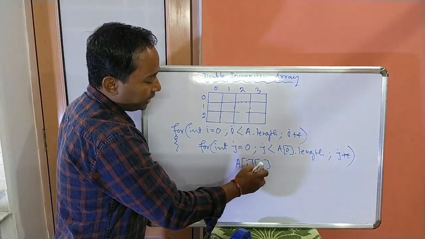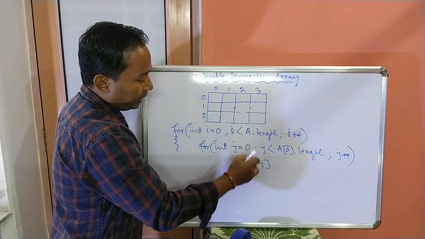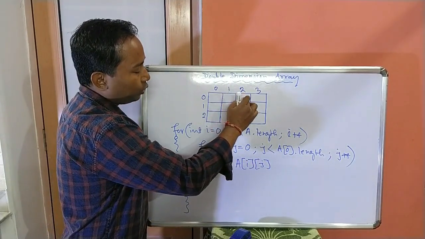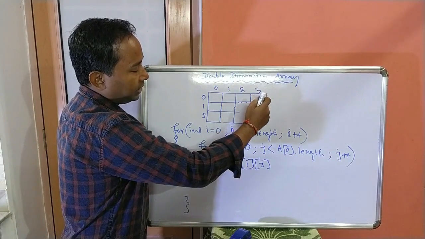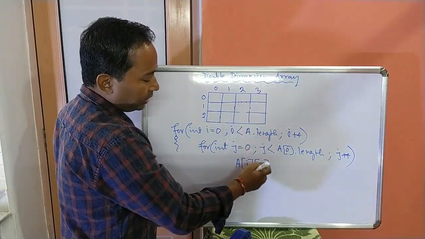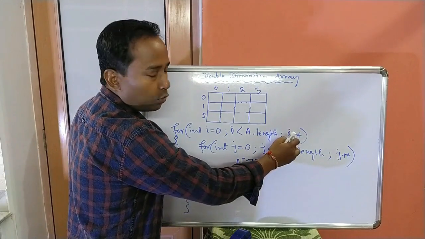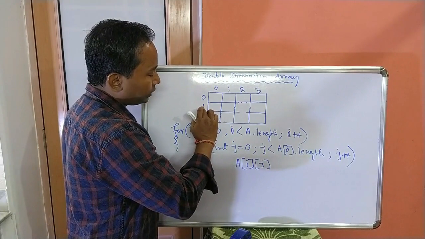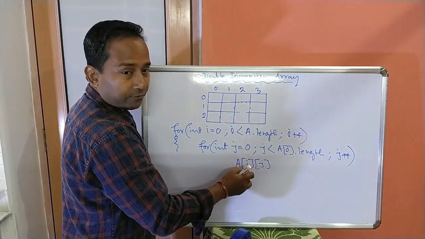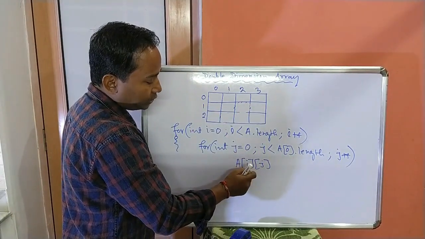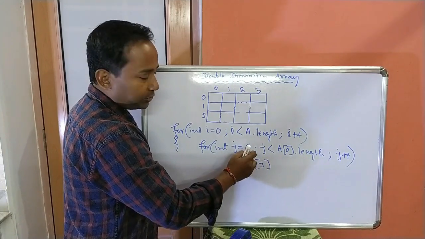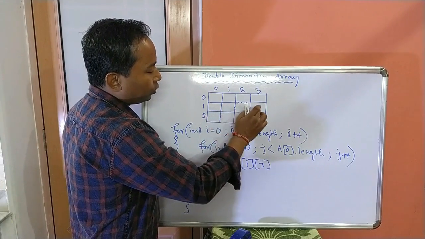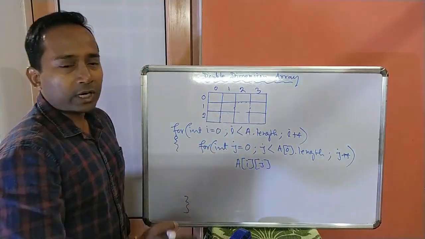So i 0, j 0, first time 0, 0 for this element, then i 0, j is 1, 0, 1 for the second element, then j will be 2, 0, 2 for the third element, then j 3, 0, 3, the fourth element. Then this loop terminates. After that, in the outer loop, i's value will be increased to give the next row index, which is 1. So i is 1 means the second row. So here this is the first index, meaning the row index, where i is 1. And j again will start from 0: 1, 0, 1, 1, 1, 2, 1, 3. Like that, row wise we will get all elements.